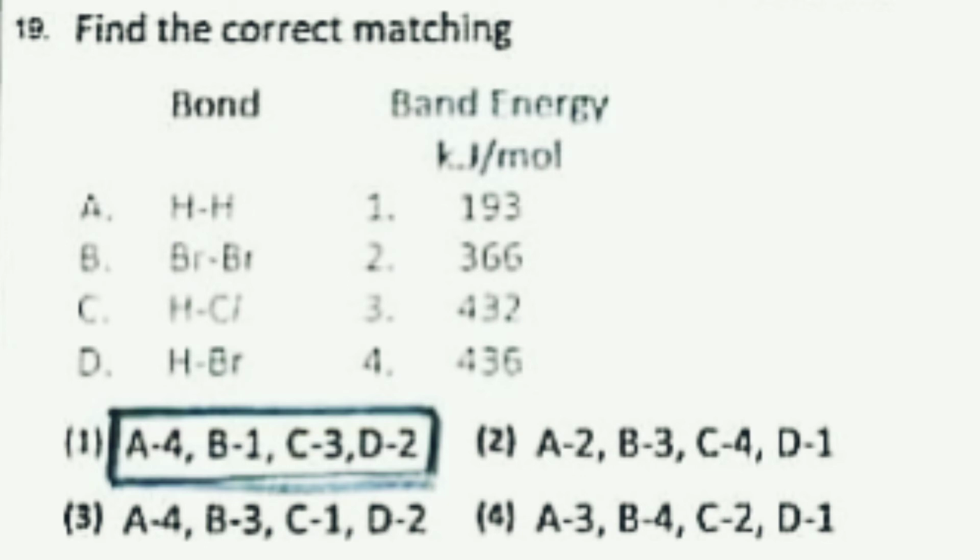Here some bonds are given with their bond energy. We have to match them correctly. So option 1 is correct. That means H-H is matched with 436 kilojoules per mole, bromine is matched with 193 kilojoules per mole, H-Cl is matched with 432 kilojoules per mole, and H-Br is matched with 366 kilojoules per mole. So option 1 is correct.